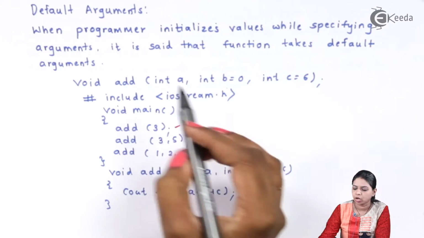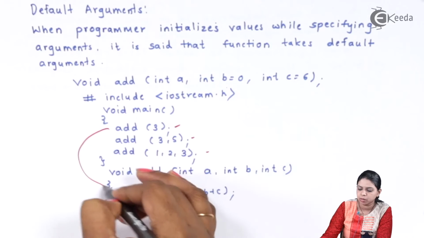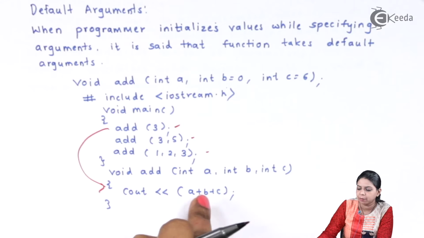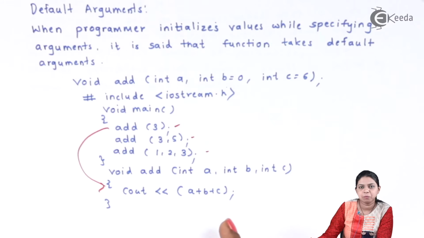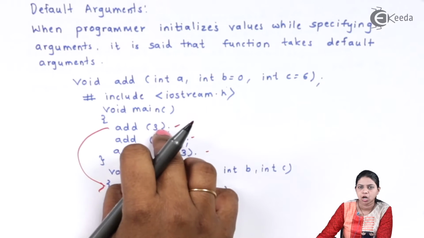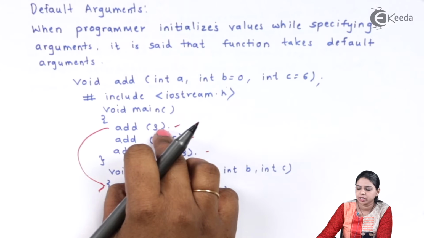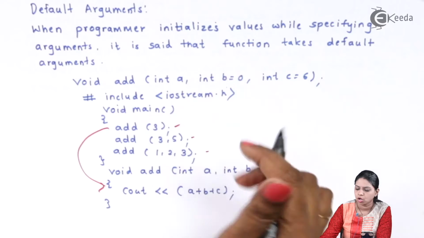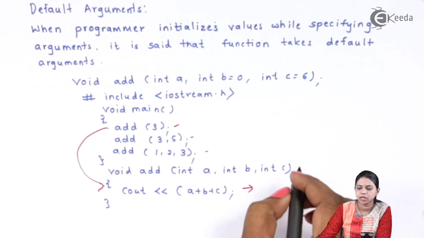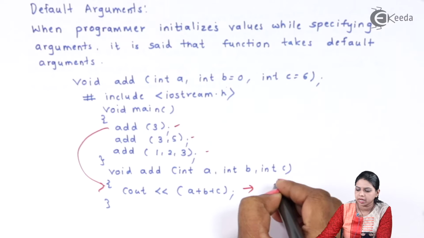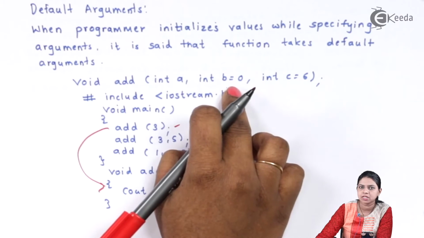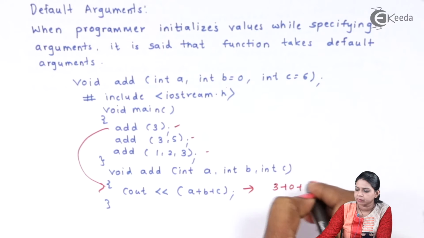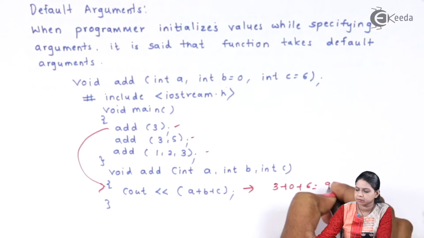So how exactly will it get called? When I called add the first time, it will jump onto here, and it will compute a plus b plus c. Now here a value is 3, so it will be 3. But b and c values, they haven't been specified here. So b and c will take the default values. So my a is 3 plus b and c are not initialized, so it will take them as default values. My b is 0 and my c is 6. So 6 plus 3, 9.